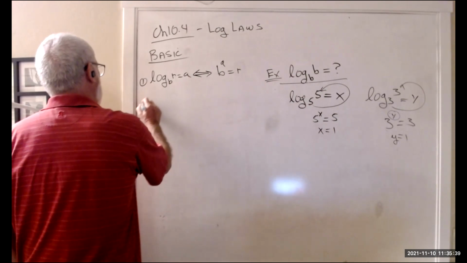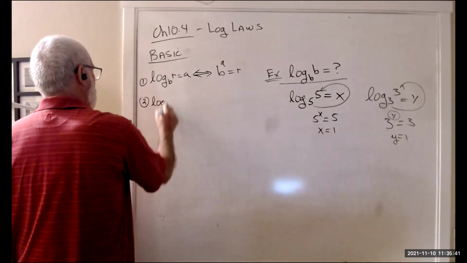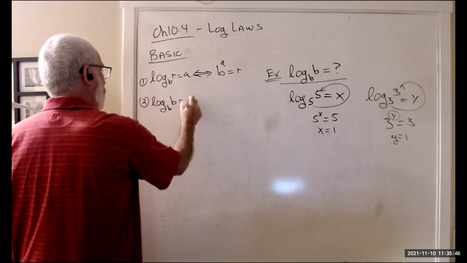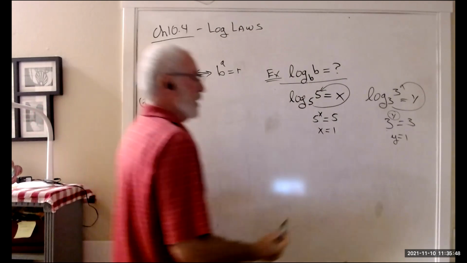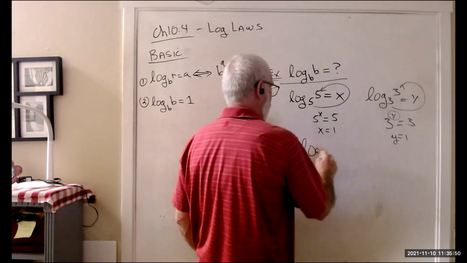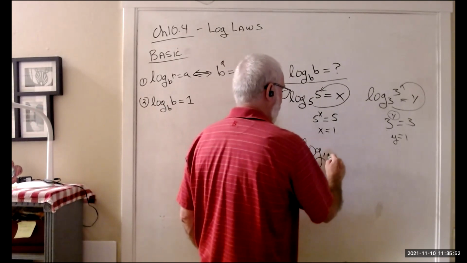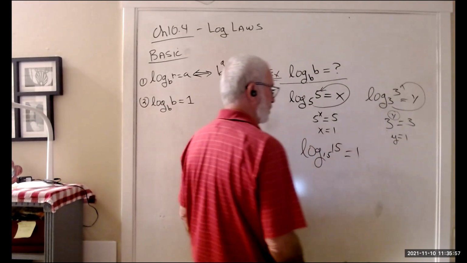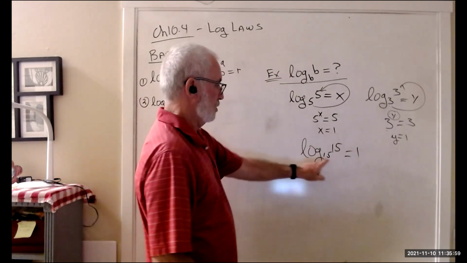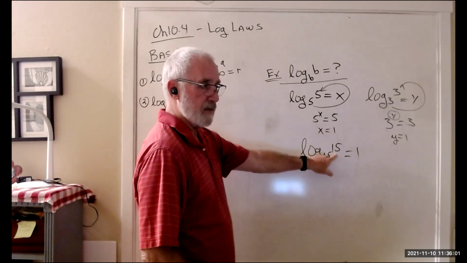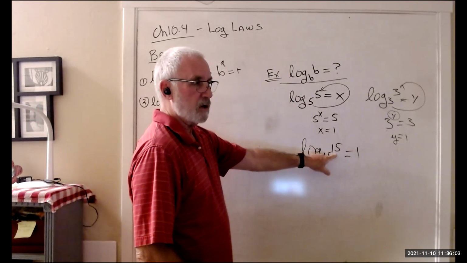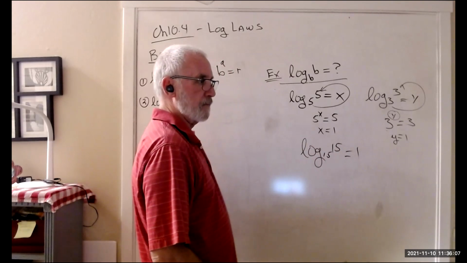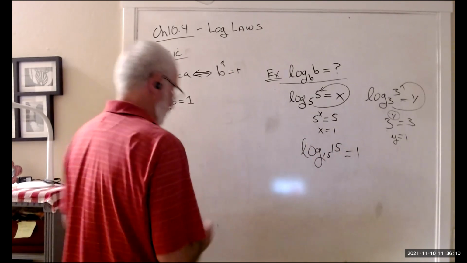So that's rule number 2: log base b of b is worth 1. And that can be anything, for example, log base 15 of 15. That's 1. If the base and that number are the same, the answer is 1 if it's a logarithm. Okay, another one.